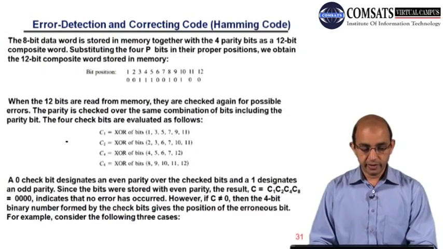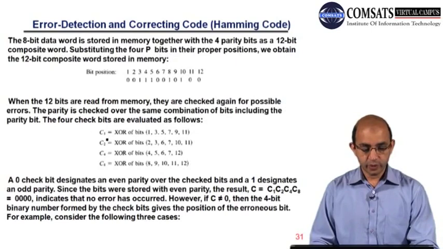Here I will be checking the parity after the operation, read or write, whatever the operation is. When we read from the memory, the bits are checked again for possible errors. The parity is checked over the same combination of bits, including the parity bit. So now we will be checking.